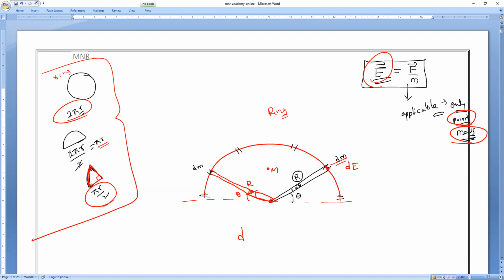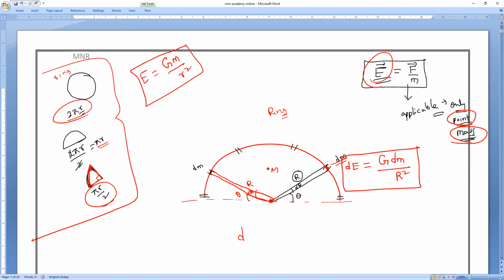So what will I get? dE is equal to G into, instead of m, what will happen, guys? G dm divided by r square. Do you remember, everyone, this formula we derived yesterday or not? Please respond, guys. So E is equal to capital G into m divided by r square. We have done it yesterday, right? Yes. So that is the formula we all know.